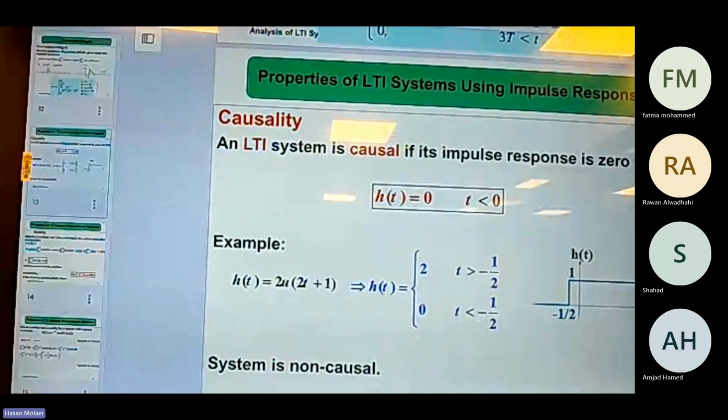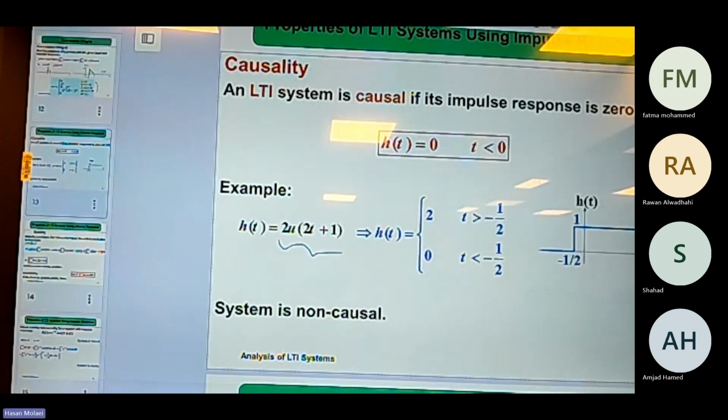So if a system is causal, its impulse response is 0 for negative t. Which means if we don't have any input before t equal to 0, it can't predict the future. h(t) = 0 before t0 means if you don't have any input before 0, you won't have any output before 0. You cannot predict.